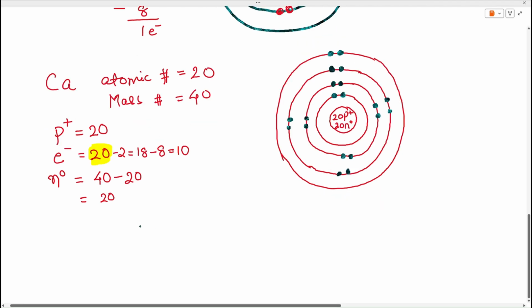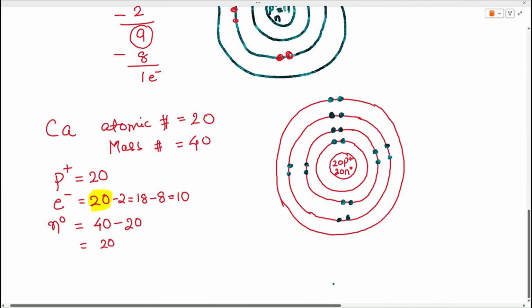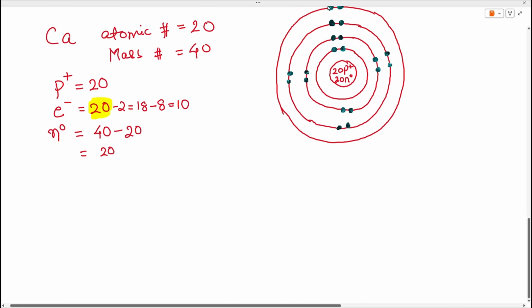So remember, the first shell can have 2 electrons, the second shell can have 8 electrons, the third shell can have 18 electrons, the fourth shell can have 32 electrons, if you just go by the same formula, right? But if a shell is an outermost shell, if the third shell, suppose, is the outermost shell, it cannot have 18, then it can have only a maximum of 8. Let us take one more example and understand it better.